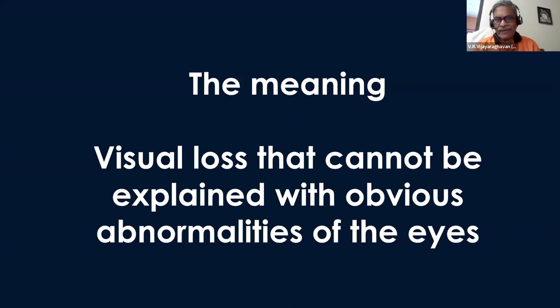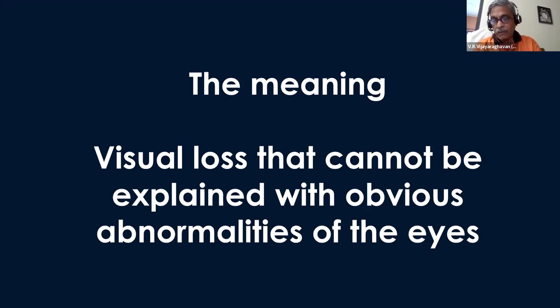What do you mean by unexplained visual loss? The visual loss that cannot be explained with obvious abnormalities of the eyes. Suppose I have keratoconus, I know the problem is because of keratoconus. I know he has an optic nerve problem, the reason for visual loss is optic neuritis. A problem in the macula of the retina, then I will tell you definitely he has a problem in the macula. That's the reason for your visual loss. Like that. But if you don't find any clue, any problem like this, you take it as unexplained.